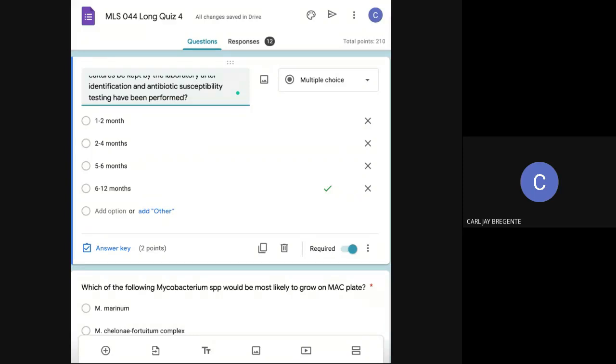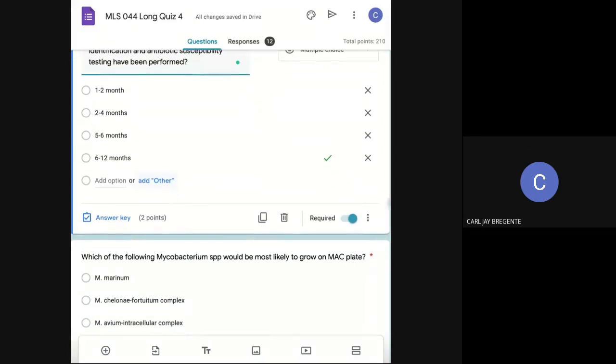Some MTB, which you first test, may be susceptible to a particular antibiotic, but later become resistant. And there are additional antibiotics, like second-line treatment for tuberculosis, so you need to keep that culture.